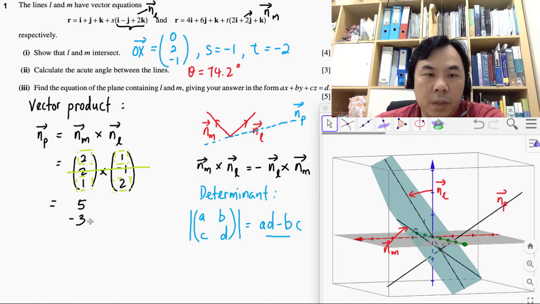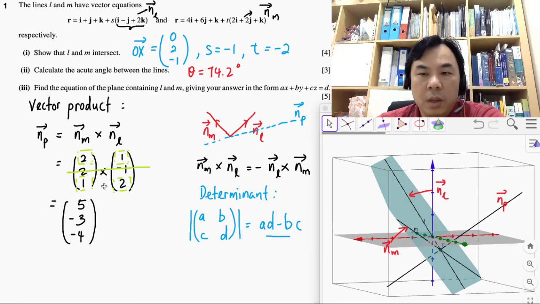And then the same thing, I'm going to repeat that for the last one. Here, I'm going to skip the formality. You just need to cross out the last part, and then what we have here is negative 2 minus 2, which is negative 4. So the last one is negative 4. Therefore, this would be the normal to the plane P, given by (5, -3, -4). I hope that is clear.